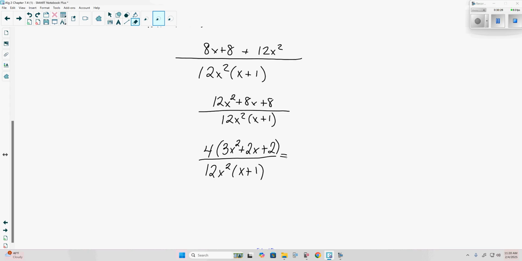Now from here we can see if 3x squared plus 2x plus 2 will factor. Since the third term's positive, signs are the same and they're going to match that middle term. So most likely this isn't going to work, because if this is going to work, the middle term should either be 7x or 5x. And we can check this for sure with our square root of b squared minus 4AC and see what we get.